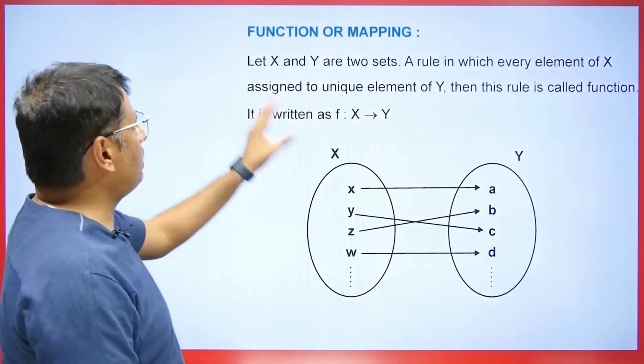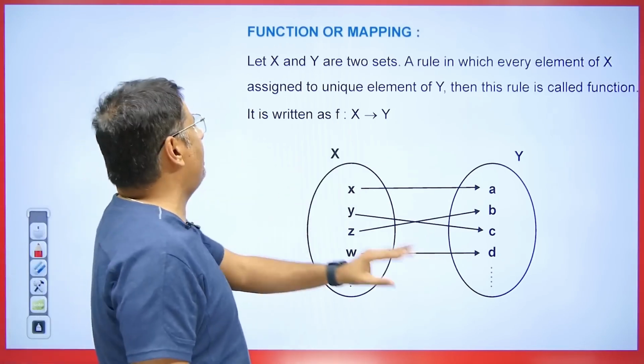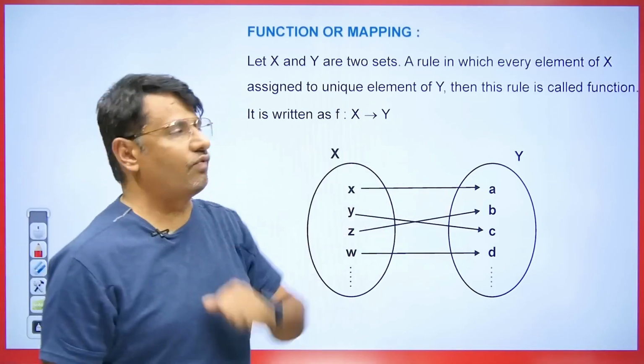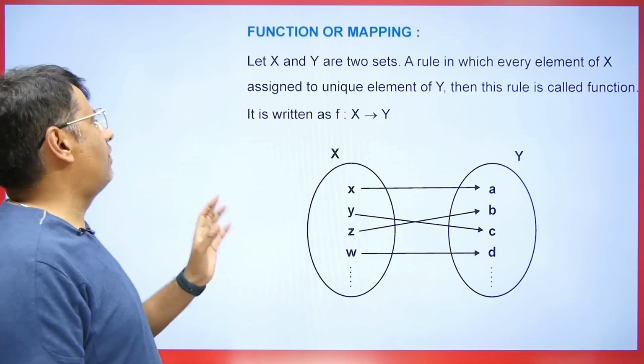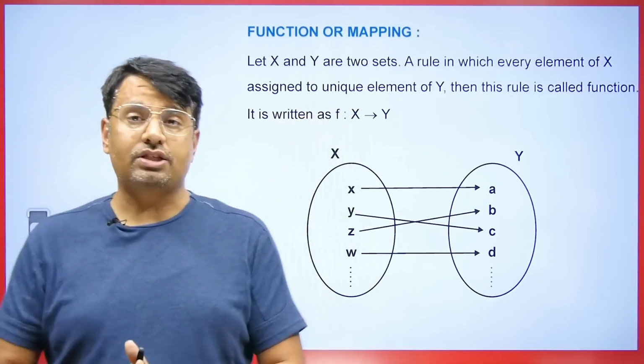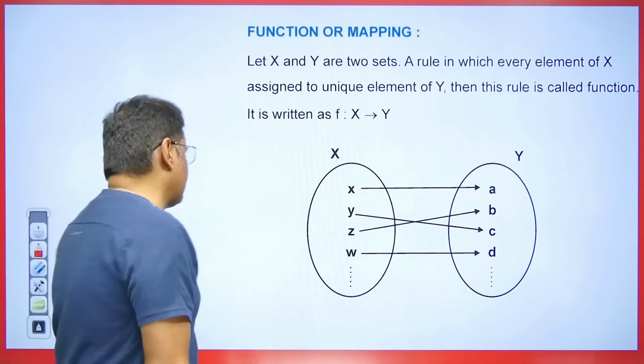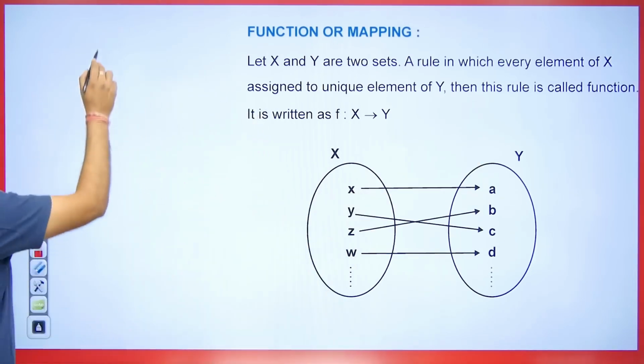So students, what is a function? X and Y are two sets, and there is a rule by which every element of X is assigned to a unique element of Y. Then this rule is called a function and it is written as f: X to Y. Okay students? Every element of this set is assigned to an element of that one. Let me give you an example to help you understand.